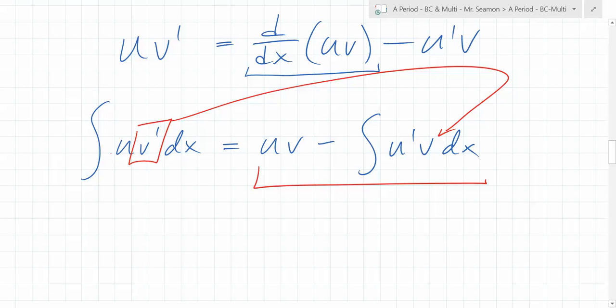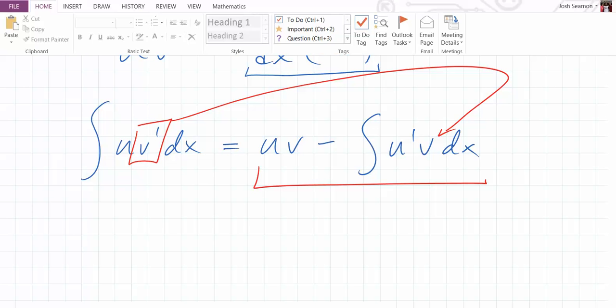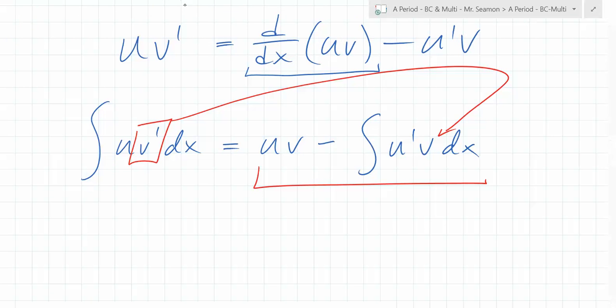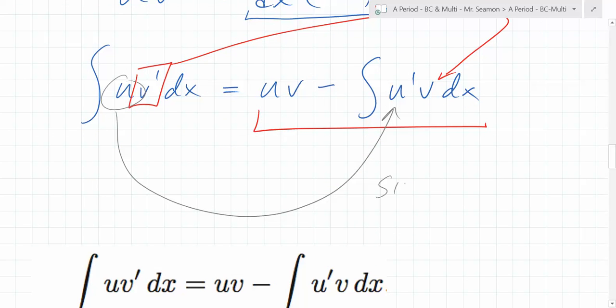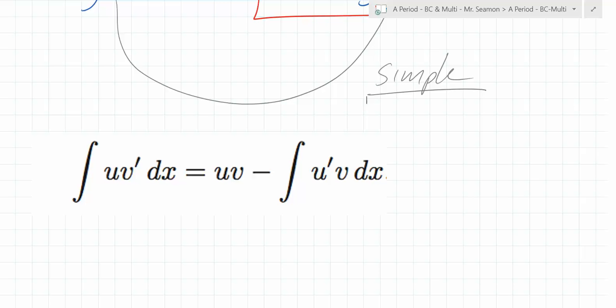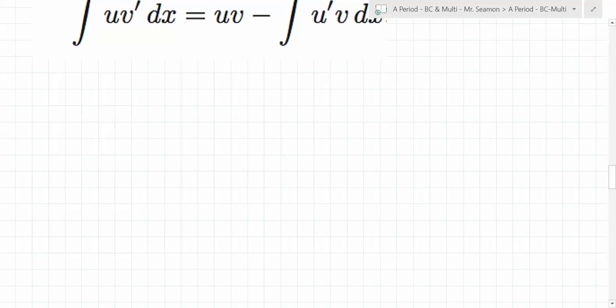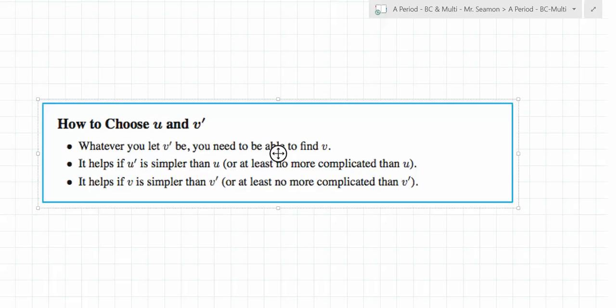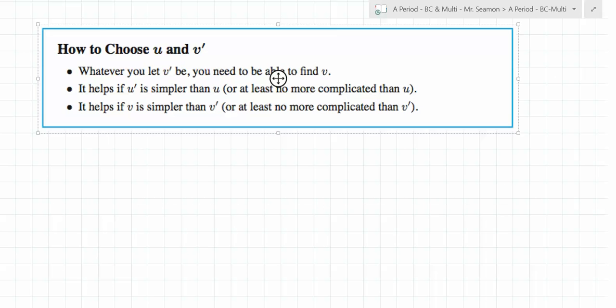Similarly, what happens to u? It goes to u prime. So when you take the derivative of u, it better get simpler. In this direction, we're looking for things that make your life simple. So written out with nice format, it's kind of like that right there. It's really nice, a nice summary of what you're dealing with here. It helps if u prime is simpler than u. It's not always going to be the case, but it helps.